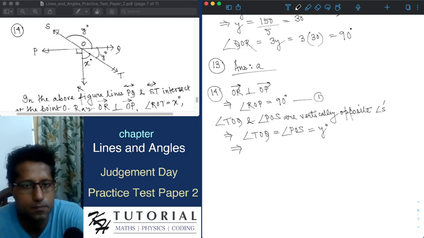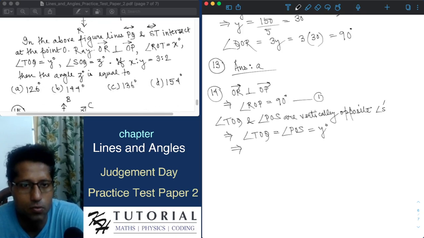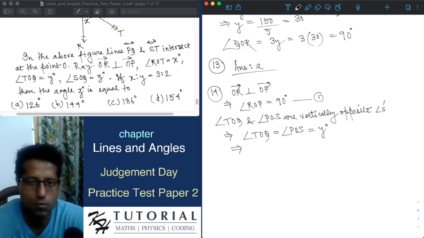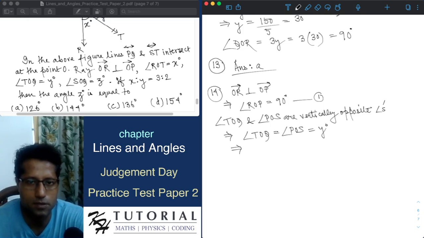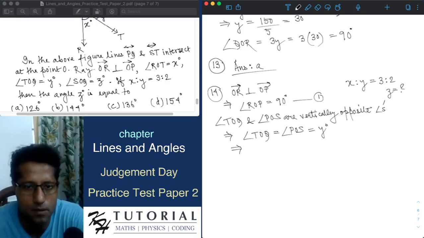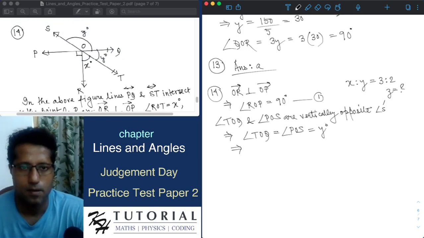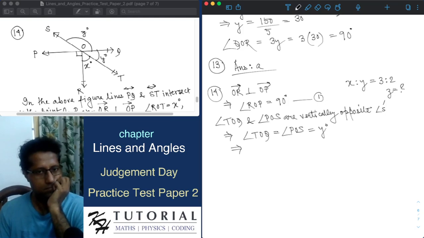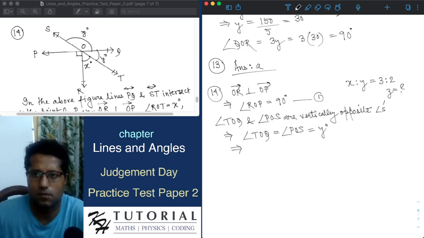What is the question? We have to find the angle Z, and it is also given that X is to Y is 3:2. It is given that X is to Y is 3:2, so we have to find the value of Z. This is the question. Okay, so this is fine.